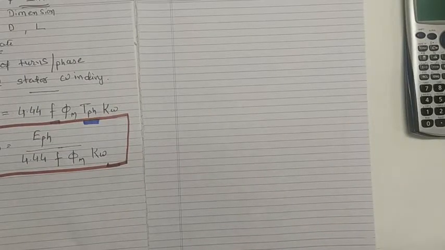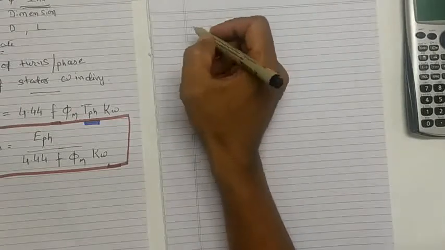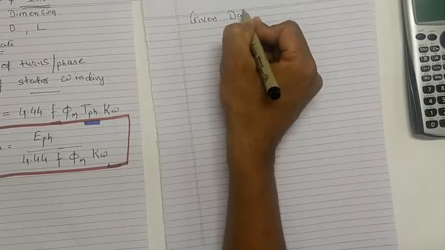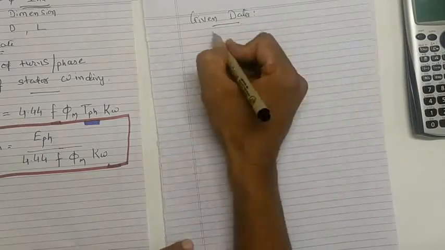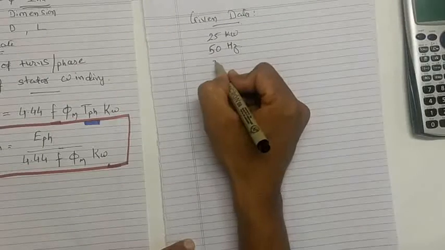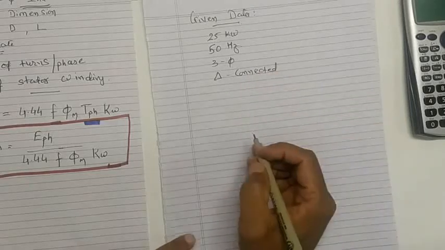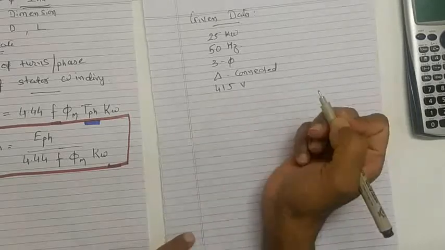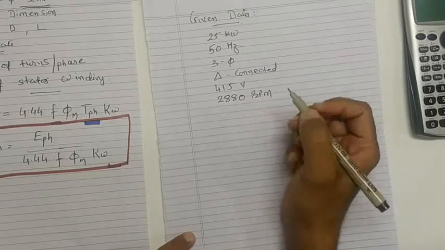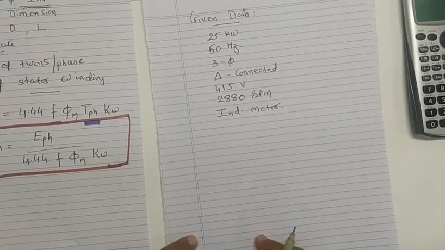now let us design one more numerical. So we have been given data: 25 kilowatt, 50 hertz, 3-phase, delta connected, 415 volt, 2880 RPM induction motor. This much of data is given.